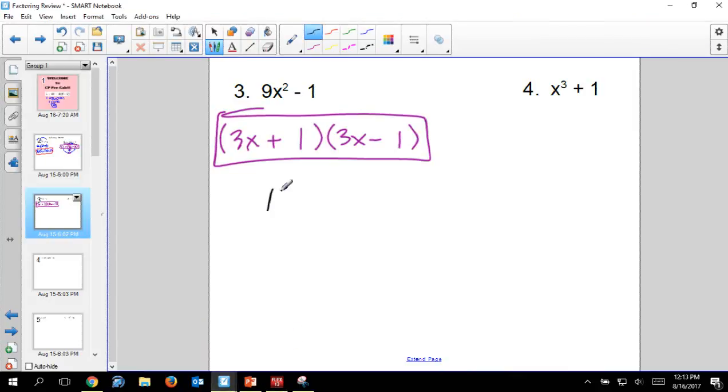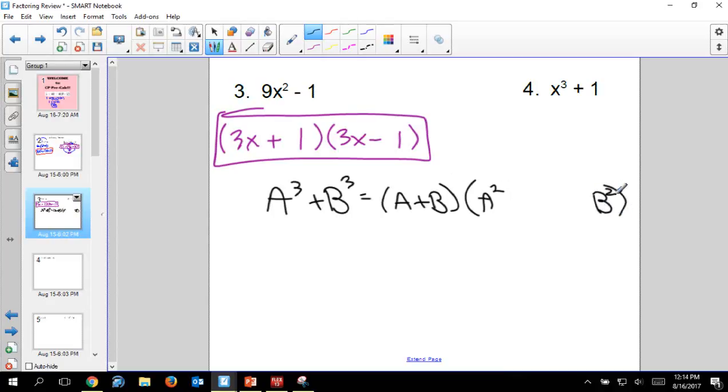So the formula says if we have x cubed plus b cubed, or a cubed plus b cubed, then we're going to cube root those and write a plus b. And then the second parenthesis, we're going to square the a. At the very end, we're going to square the b. In the middle, we'll put minus the two numbers multiplied together, ab. So this one is x cubed plus 1. I'm just going to copy it down here.